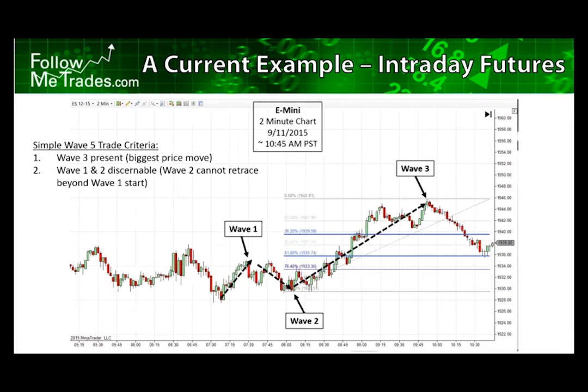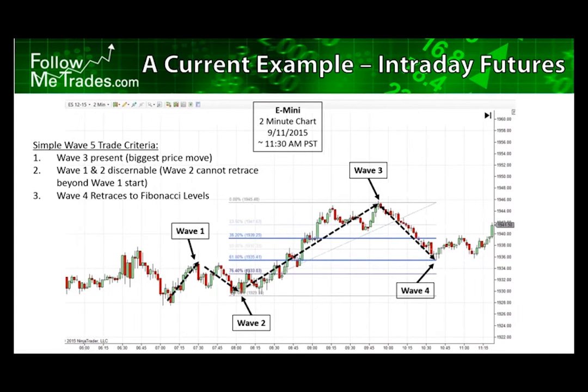3. I want to see wave 4 retrace to Fibonacci retracement levels. So this one did it. Right, smack dab right into the 38.2 to 61.8. Perfect. No trade yet, though, right? We're still waiting for wave 5, and I got to see proof that starts.